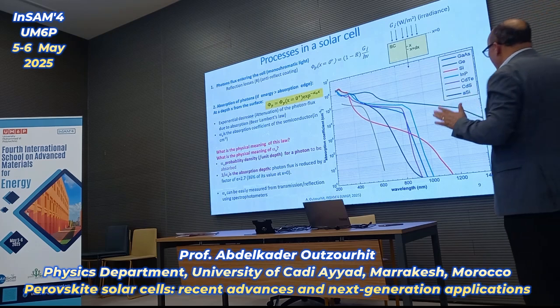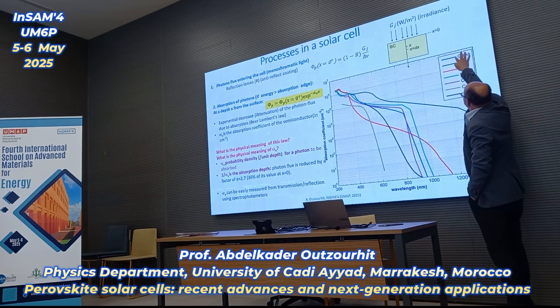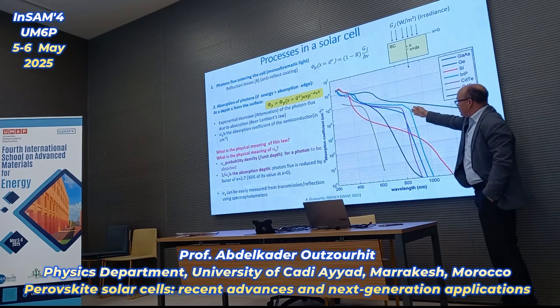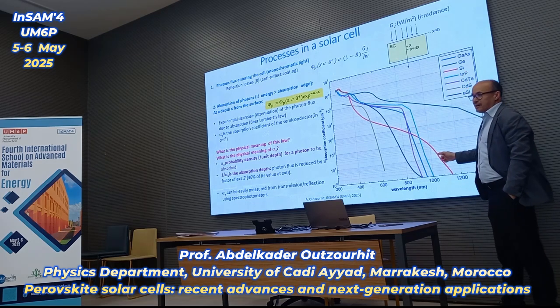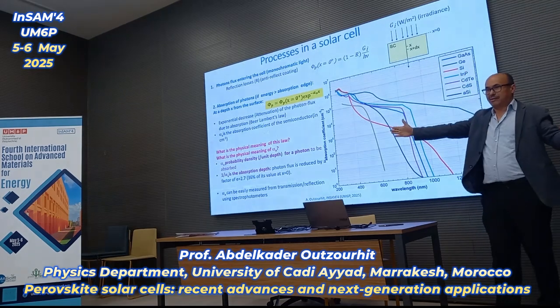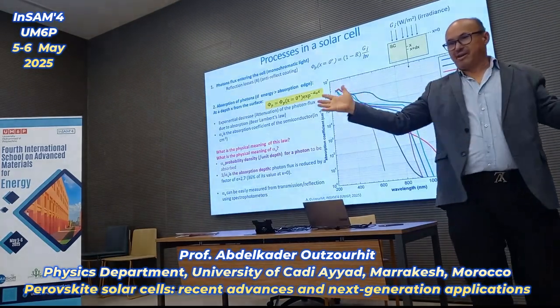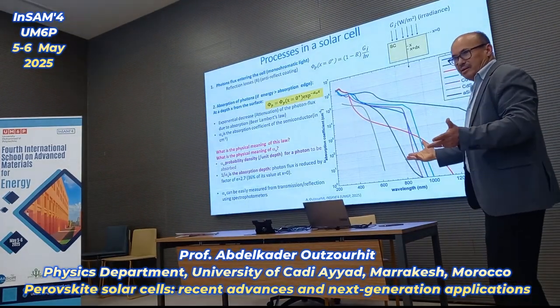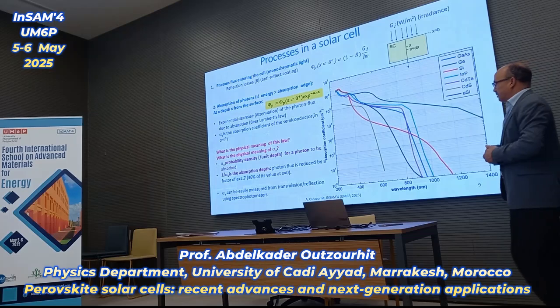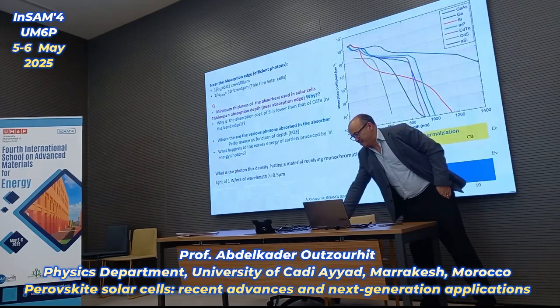So these semiconductors are ideal for thin film solar cells, but with crystalline silicon, you have to make a much thicker solar cell out of it. Otherwise, you lose a lot of photons. So that's basically it.